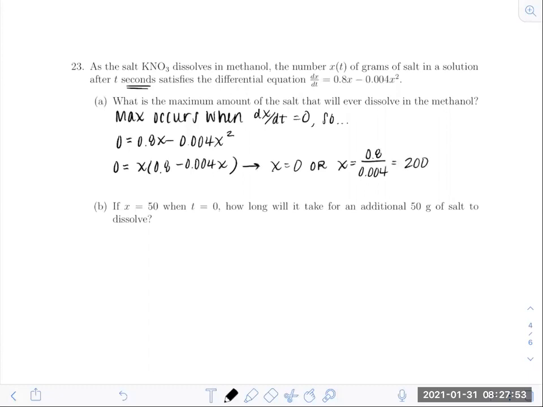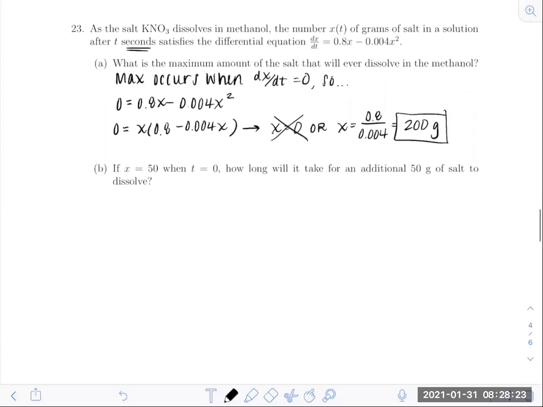If you look at these, remember X of T is the number of grams of salt in the solution, and we're trying to maximize the amount of salt. So certainly 0 would not be a maximum. That's just an extraneous point there, a different critical point. But we do have 200 grams as our other critical point, which is going to serve as our maximum amount. All right, so no need to solve the differential equation in order to optimize it. That's one of the nice things about working with the derivative.